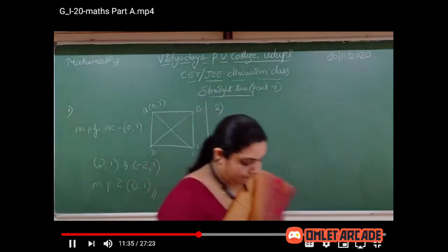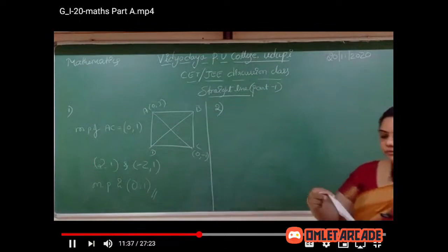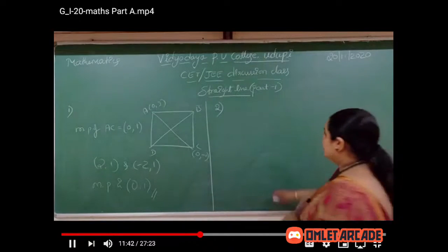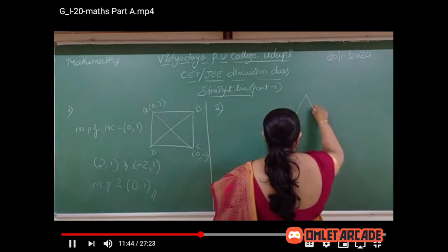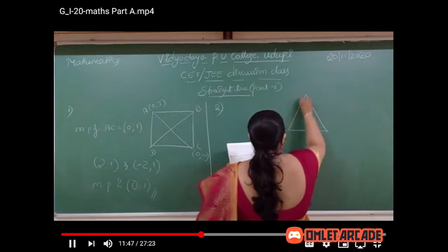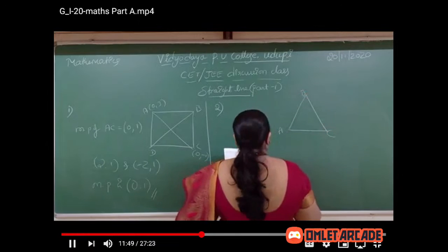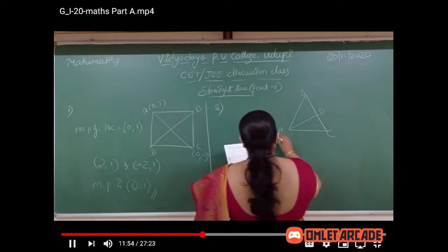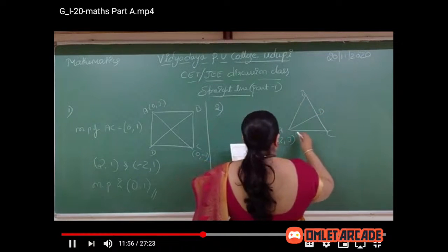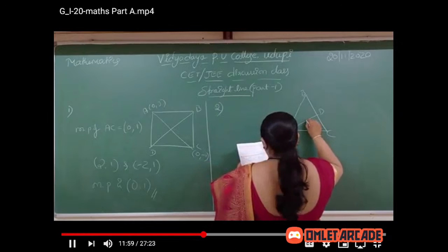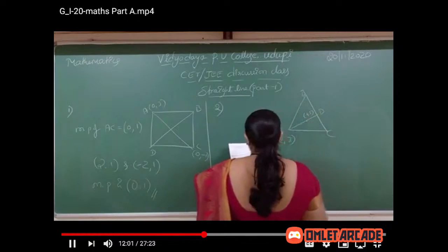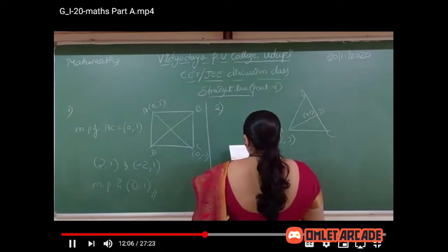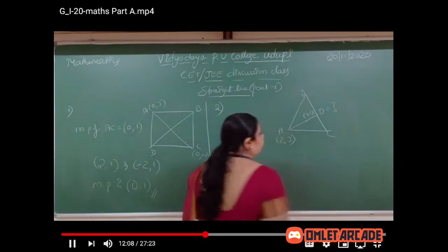This is the next one. Next question. ABC is a triangle, G is the centroid, D is the midpoint of BC. Let me take a rough picture, okay? So ABC is a triangle, D is the midpoint of BC. If A is (2, 3) and the centroid G is (7, 5), the centroid will be somewhere here, isn't it? So then you have to find the coordinates of D.